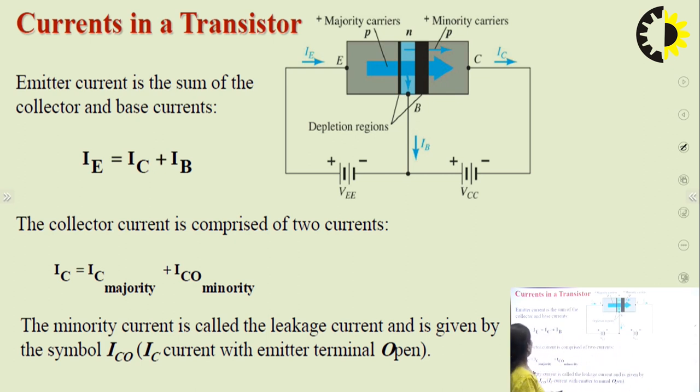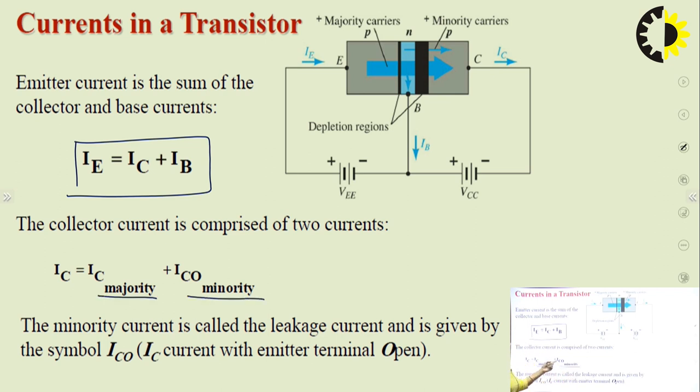So here the total current, the emitter current, is the sum of two currents, that is the collector current and the base current, where this collector current consists of two components, that is IC majority and IC minority. ICO represents the minor current due to the minority charge carriers. It is also termed the leakage current, or we also call it the reverse saturation current.